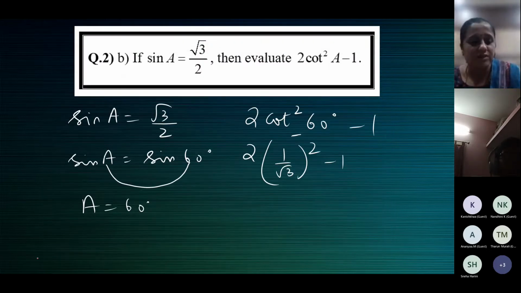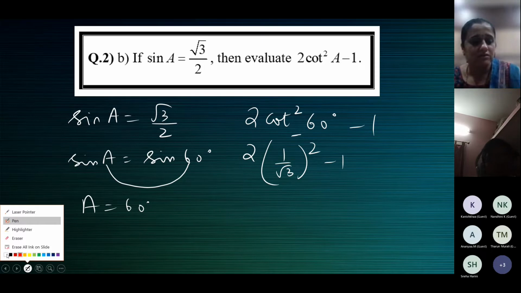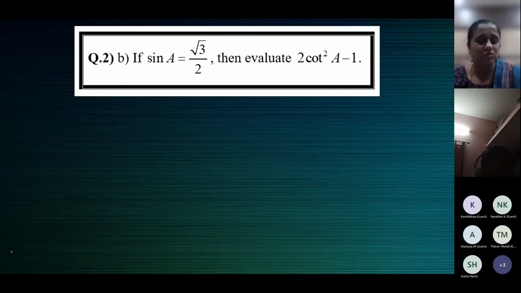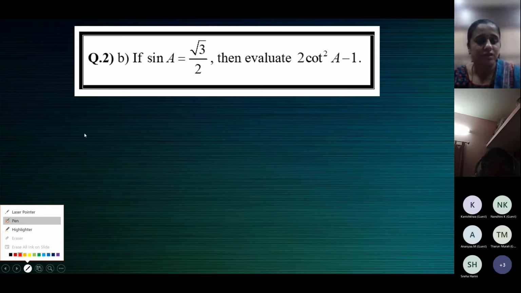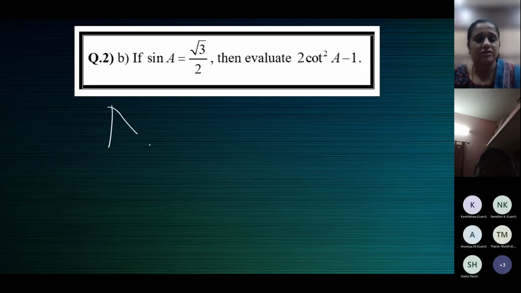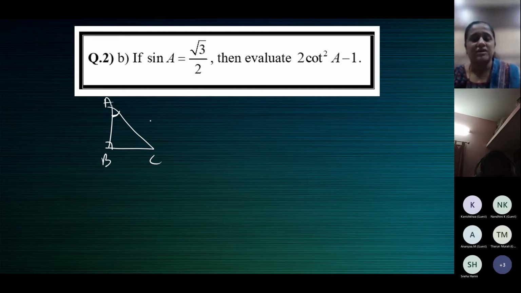Let's see if we get the same answer when we use the right triangle. Okay, so I'll just do it very roughly. So right triangle ABC, and this is the acute angle A. Sine A is opposite by hypotenuse. This is the opposite side, root 3, and this is the hypotenuse, 2. Opposite by hypotenuse, root 3 by 2.